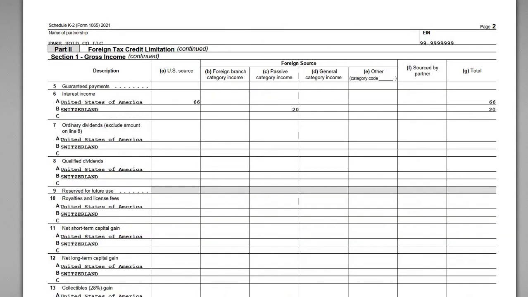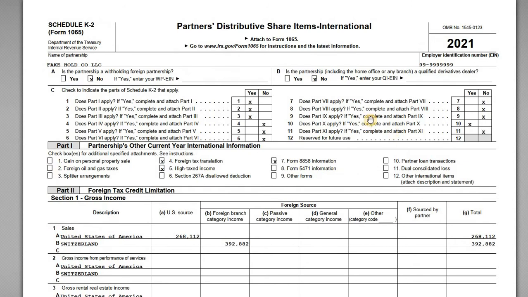So I'm going to jump all the way back up to K2 here. K2 is, you file one K2 with the 1065, and this is the summary of items that are then allocated to each owner on K3. So K3 goes with the individual K1 package, K2 goes with the 1065.